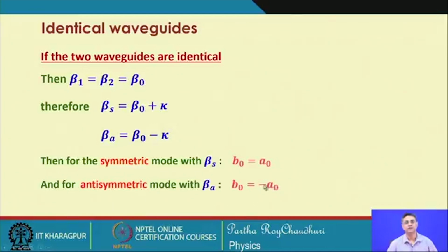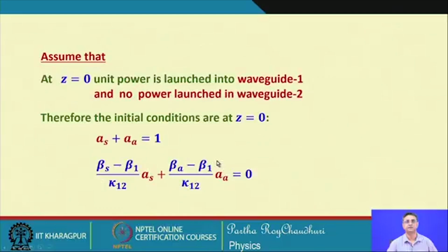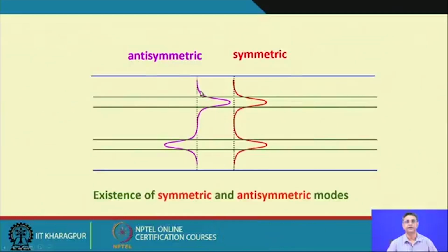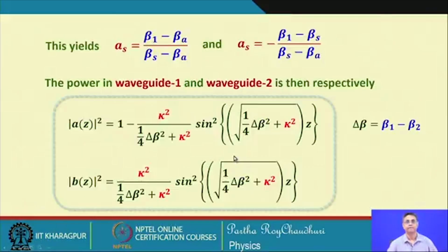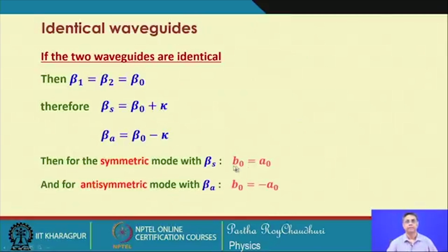So, they are pi out of phase in the second waveguide, and that is what I have shown here. If this amplitude is plus, this will be minus for the second waveguide, whereas in this case both of them have the plus amplitude. So, B 0 equal to minus A 0 for the antisymmetric mode, whereas B 0 equal to A 0 for the symmetric mode.